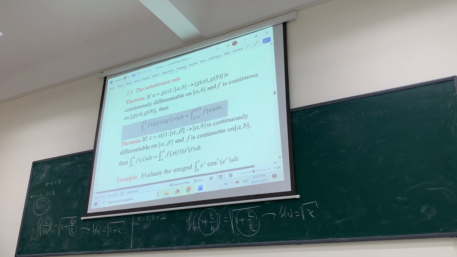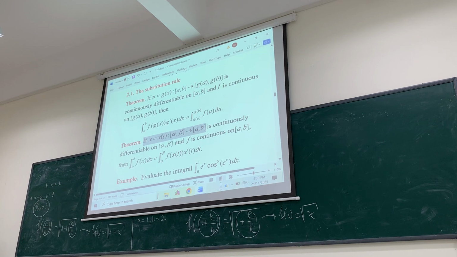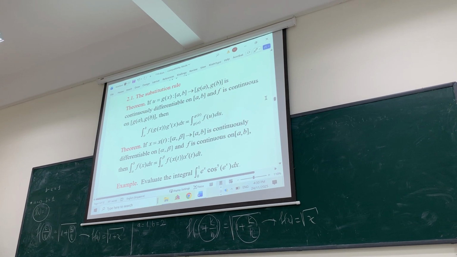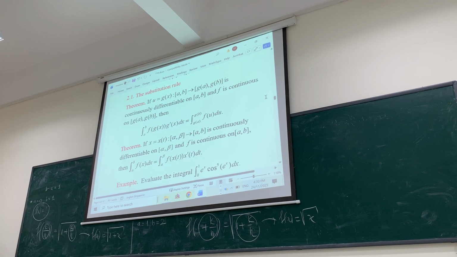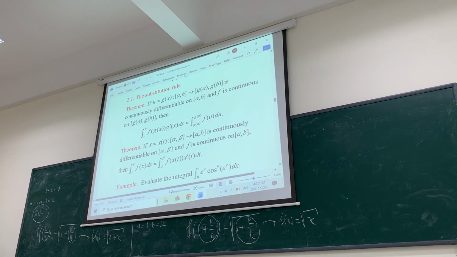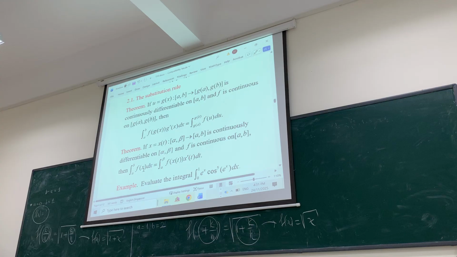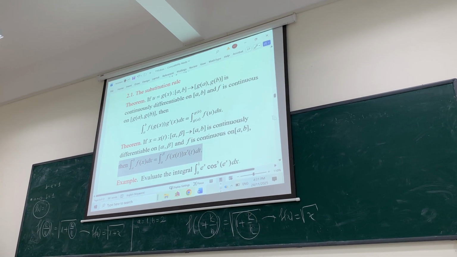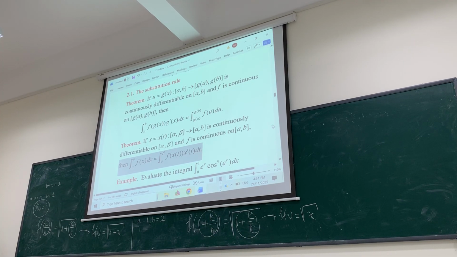Similarly, if we change variables, we take the substitution rule x equal to a function of t. We can express the integral with respect to x by an integral with respect to t, provided the functions satisfy some conditions.